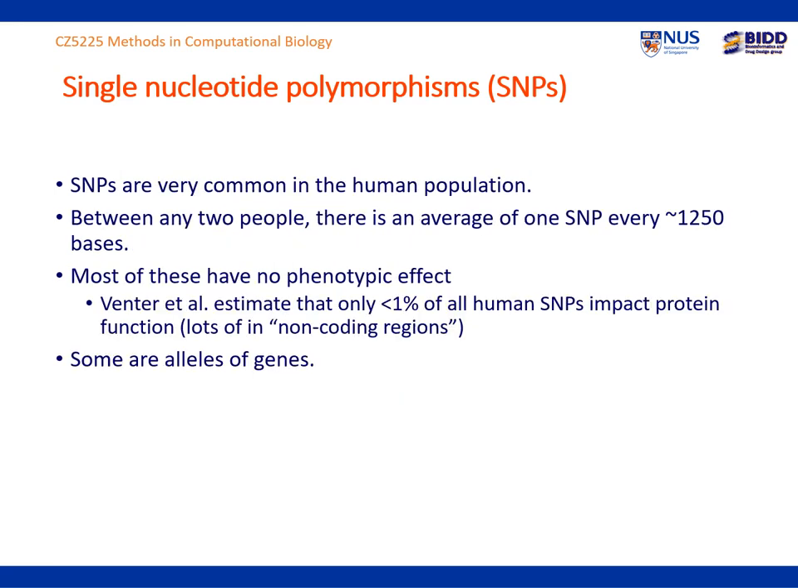So SNPs are very common in the human population. Between two individuals, there is an average of one SNP every approximately 1250 bases. So approximately after every 1250 bases, there will be one SNP among two individuals. Most of these have no phenotypic effect because many times they are just present in the non-coding regions. And Venter et al. estimate that only less than 1% of all human SNPs impact protein function. That is, lots of them are in the non-coding region, and only less than 1% are present in the coding region. And some are alleles of the genes also.